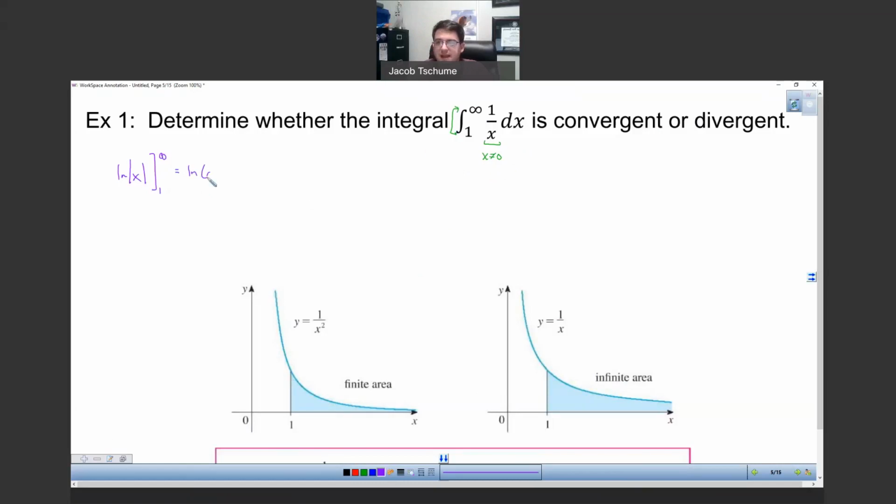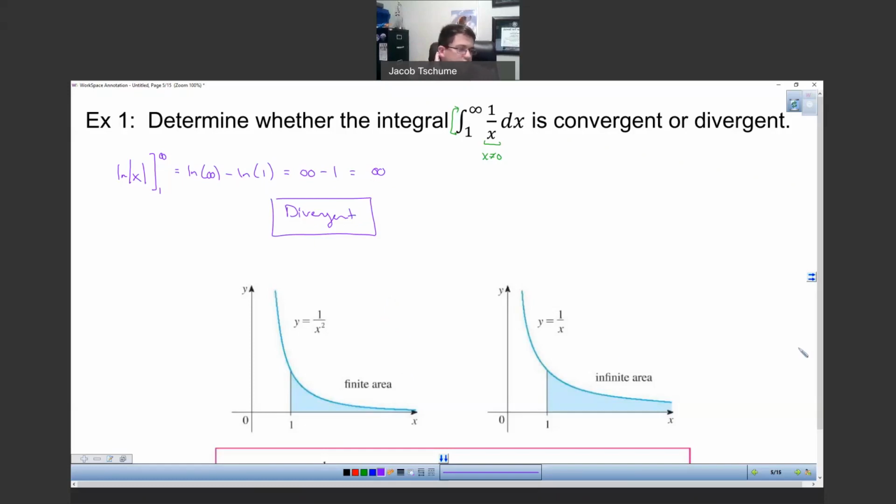So this would be the ln of infinity minus the ln of 1, which is equal to infinity minus 1, which is infinity. Since that is not an actual area that you can find, it means it's not possible to find the area under the curve, and therefore it is divergent. This is how you'll know you have a divergent improper integral.